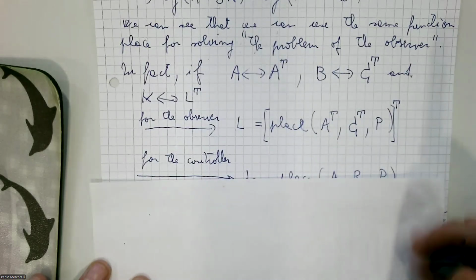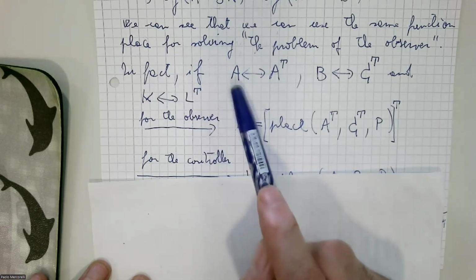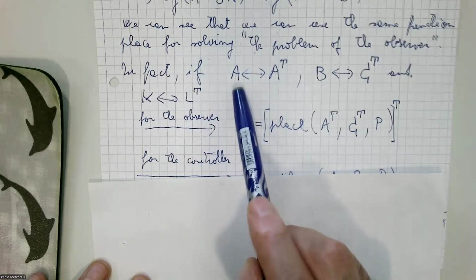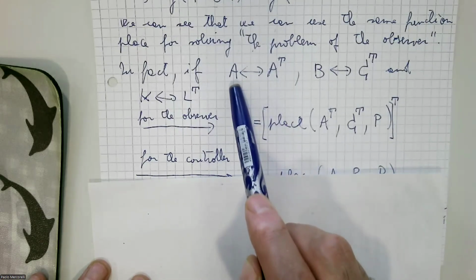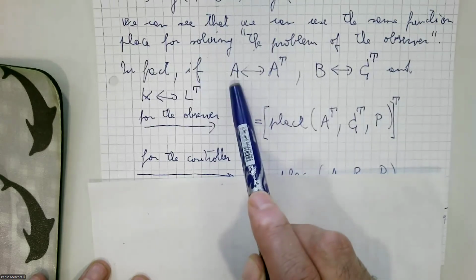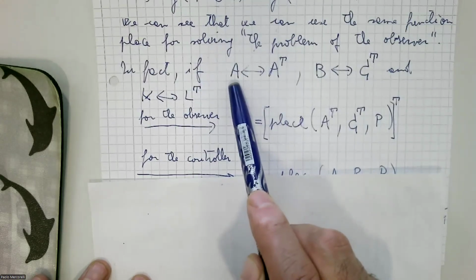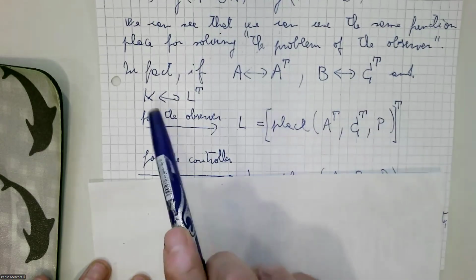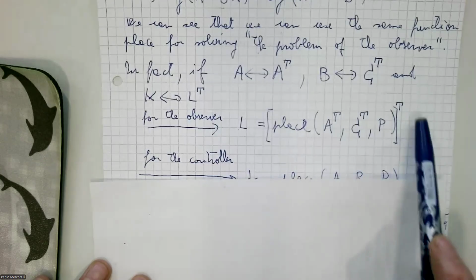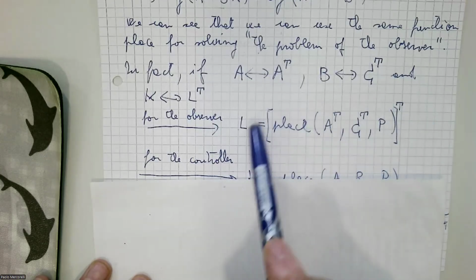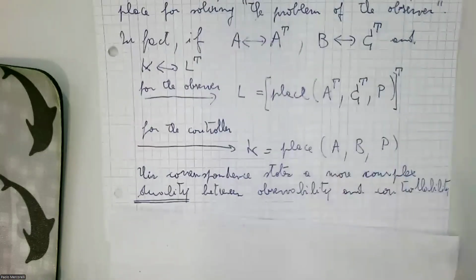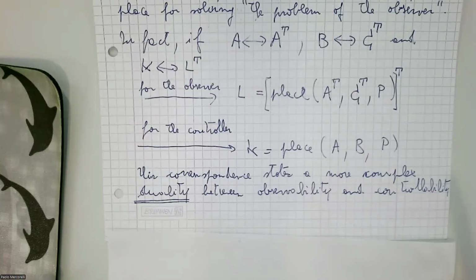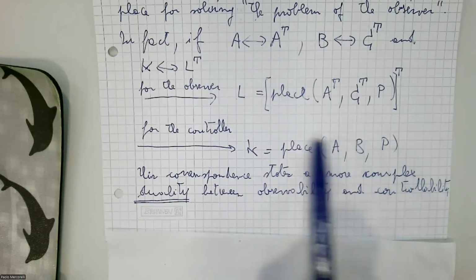In this sense, we can sketch a little bit that if I change A transposed, if I change instead of B, C transposed, if I change instead of K, L transposed, I can use the function place. Because for the controller, we used this.